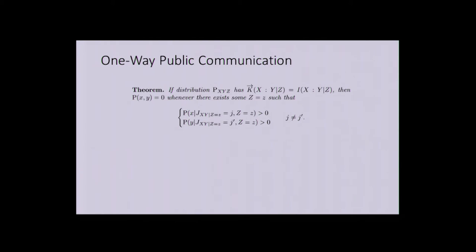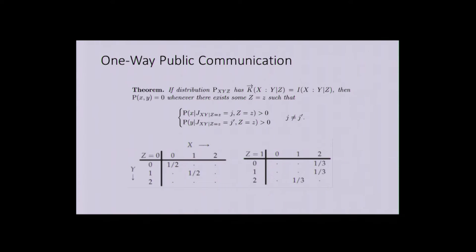And so a distribution will have that the capacity is the conditional mutual information if we are able to find that if there's any event that has some non-zero probability for Alice and non-zero probability for Y in different blocks, then the probability of the joint event must be zero. And if that doesn't hold true, then the capacity is not equal to the conditional mutual information.